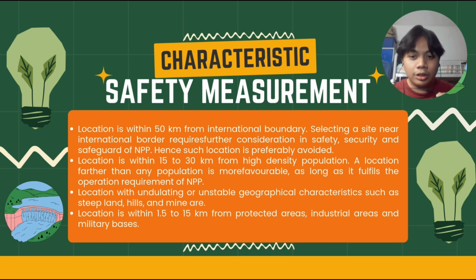Second, the location is within 15 to 30 km from a high density of population. A location further from any population is more favorable as long as it fulfills the operation requirements of the NPP. Third, a location with undulating or unstable geographical characteristics such as steep land, hills and mines. Last, the location is within 1.5 to 15 km from protected areas, industrial areas and military bases.